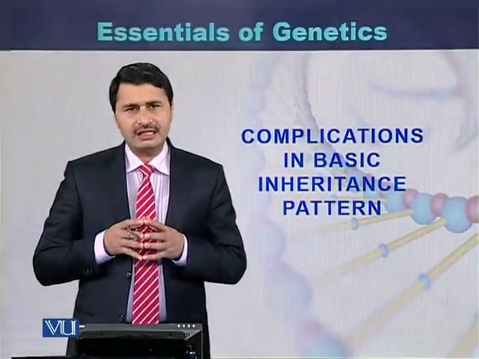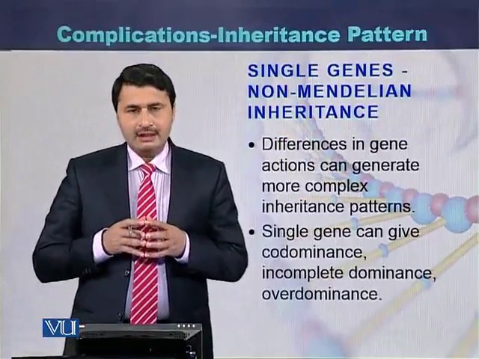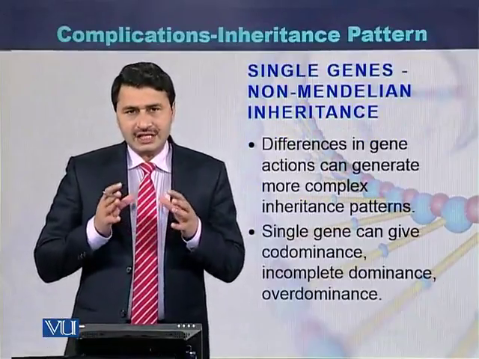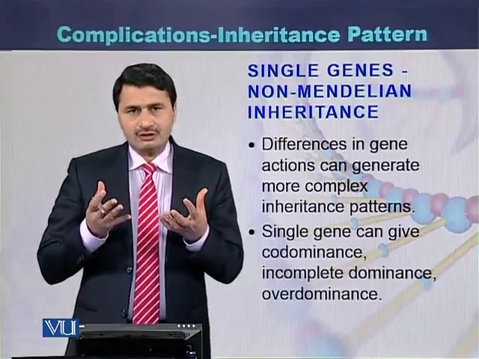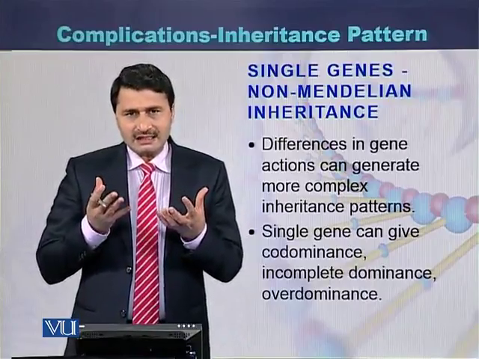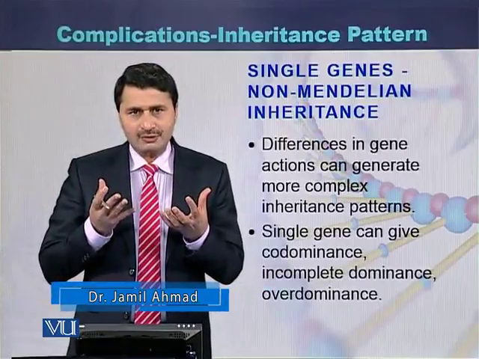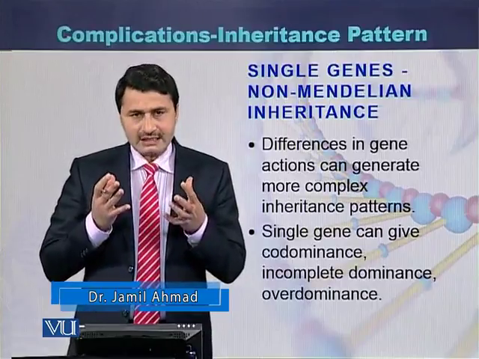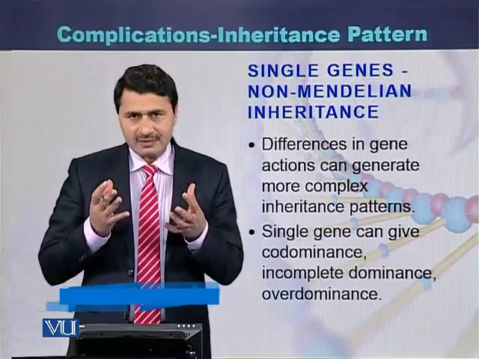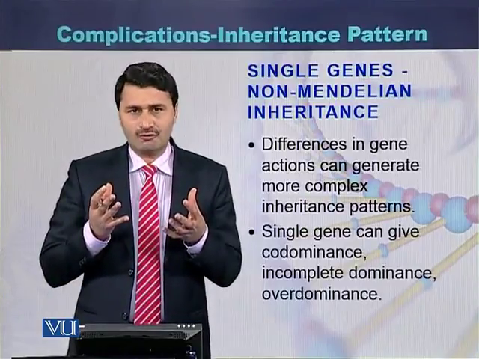Complications to basic inheritance patterns. A single gene can generate different types of actions. Based on those actions, a single gene sometimes can produce different types of phenotypes. So a single gene can sometimes give codominance, incomplete dominance, and overdominance.